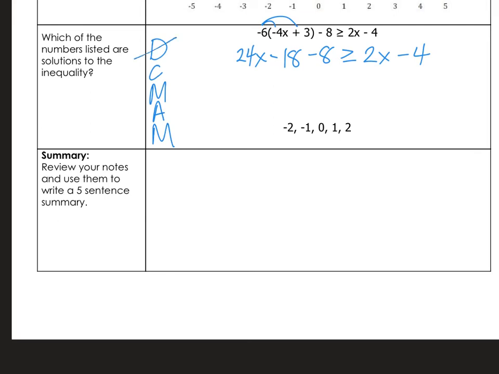Now we need to see if we need to combine like terms. So on the left-hand side, if it has a variable, I'm going to put a red square around it. If it is a number by itself, I'm going to put a yellow circle around it. Okay, so on the left-hand side, I can combine the negative 8 and the negative 18. When I do that, I'm going to get negative 26, and I need to bring the 24x down.